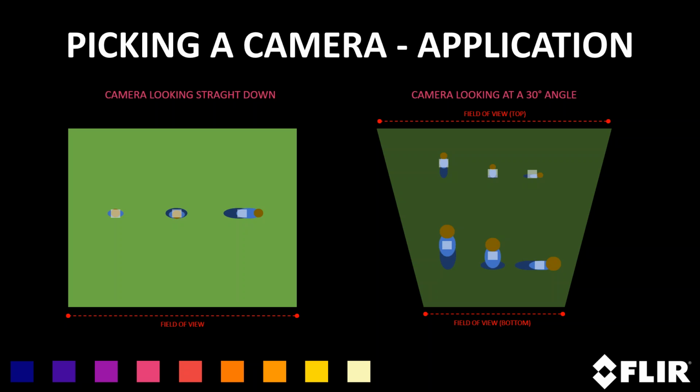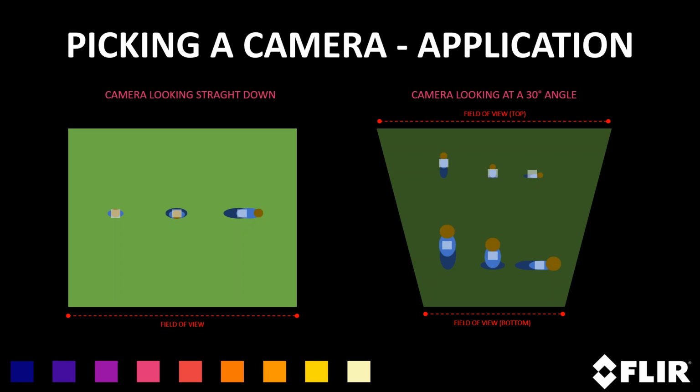So here I've created images to show the difference between looking straight down on an image on the left, and looking at an angle, and a 30-degree angle is kind of the sweet spot in aerial thermal imaging. So there's often the question of how high should I fly to get the proper image or to achieve the goal.